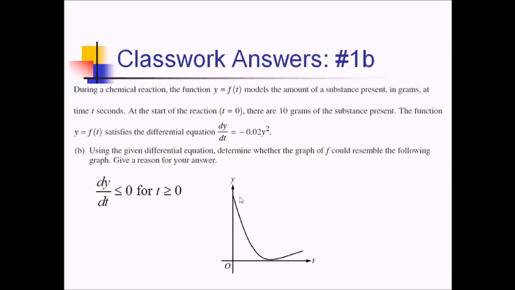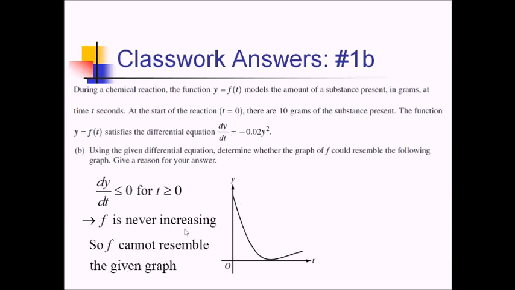Looking at our graph here, is the derivative negative across this whole thing? Well, it's negative while we're decreasing, but then we start increasing. Since f, the true f, is never increasing, but this function here is, f cannot resemble this graph.